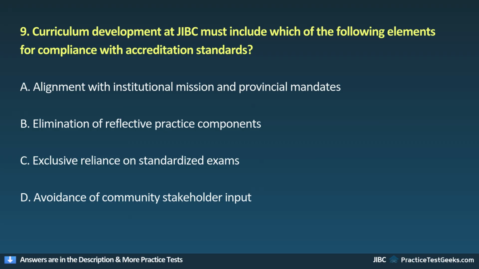9. Curriculum development at JIBC must include which of the following elements for compliance with accreditation standards? A. Alignment with institutional mission and provincial mandates. B. Elimination of reflective practice components. C. Exclusive reliance on standardized exams. D. Avoidance of community stakeholder input.